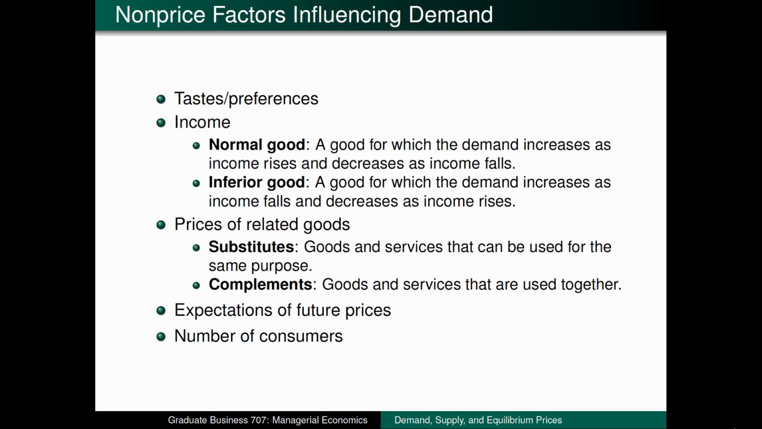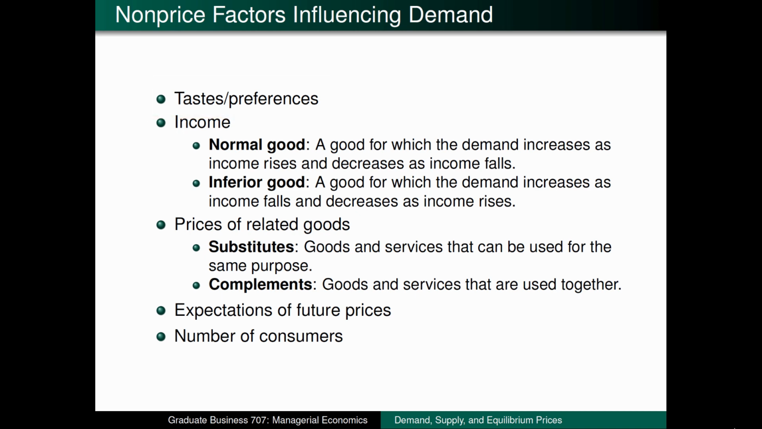The first demand shifter is taste and preferences, which is another way of saying popularity. When products become more popular for whatever reason, that would lead to an increase in the demand curve. So if eating an apple every day makes you less likely to get sick, then the demand for apples will shift to the right. When products become less popular, the demand curve will shift to the left.